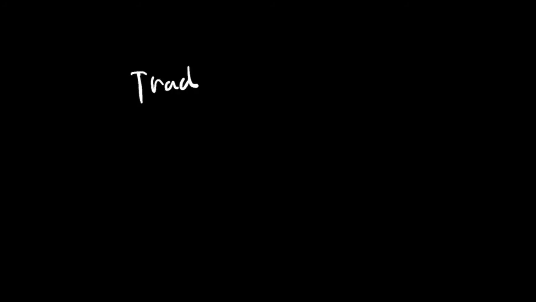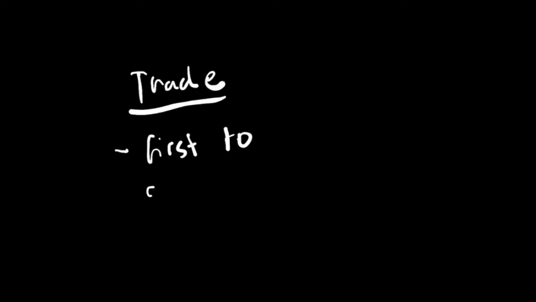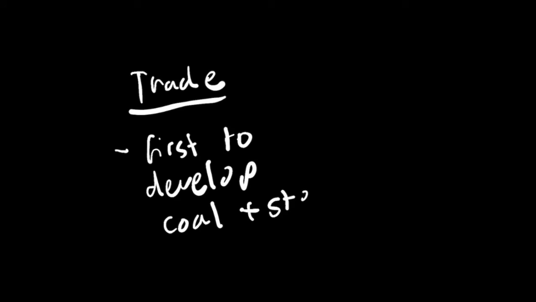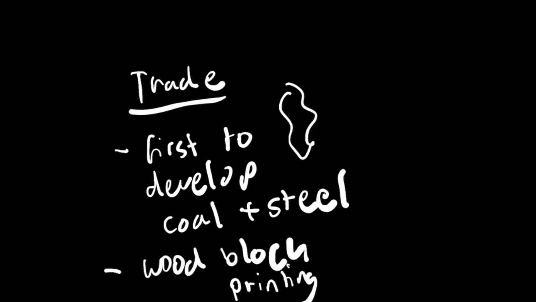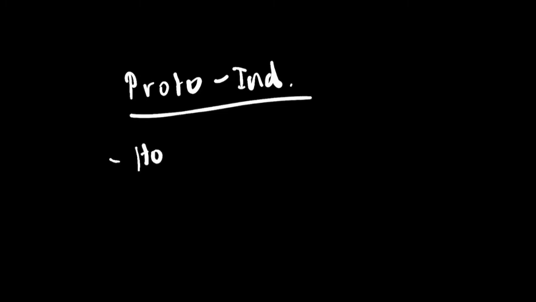As with many other valuables, the Song was the first to discover coal and steel, which helped them flourish through trade in the Silk Road. They discovered woodblock printing and writing, which allowed for easy communication, and they were also the first to discover paper. Additionally, the Song economy relied on proto-industrial work, which relied more on working at home than industrial work.